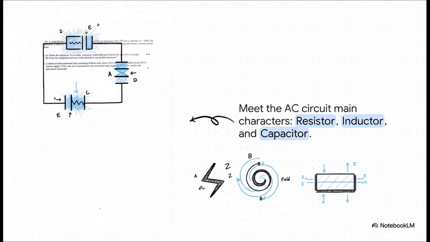And if AC circuits were a movie, this right here would be the poster. It's the classic RLC circuit. And you can really think of these as the three main characters in the story of AC. You've got the resistor, who's always using up energy, the inductor, who stores energy in a magnetic field, and the capacitor, who stores it in an electric field. The entire plot of AC circuits is just the story of how these three interact with each other.